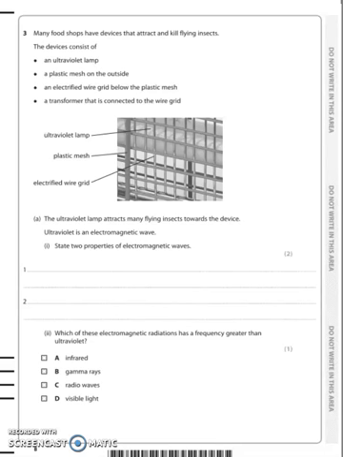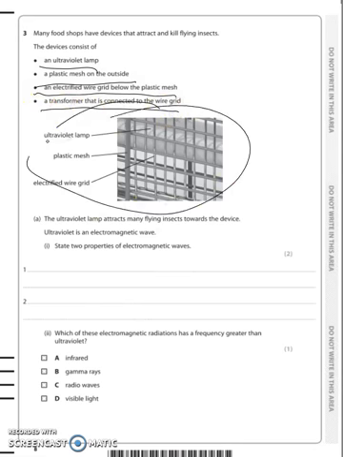This is June 2016, paper 2R, and this is question number 3. Many shops have food devices that attract and kill flying insects. It consists of an ultraviolet lamp, plastic mesh on the outside, electrified wire below the plastic mesh, and a transformer that is connected to the wire grid. It's got a nice little picture there of it.